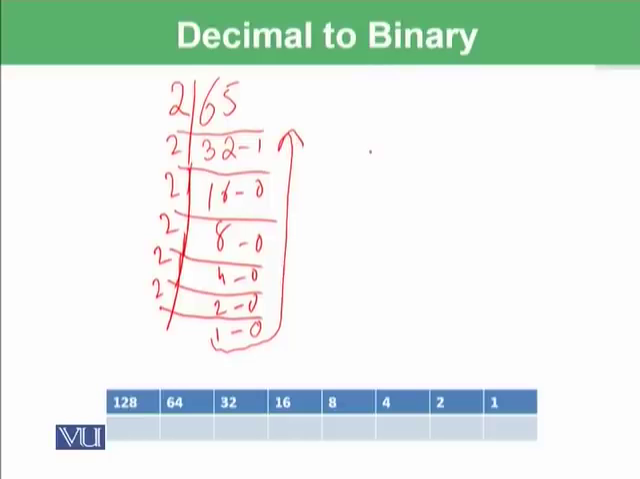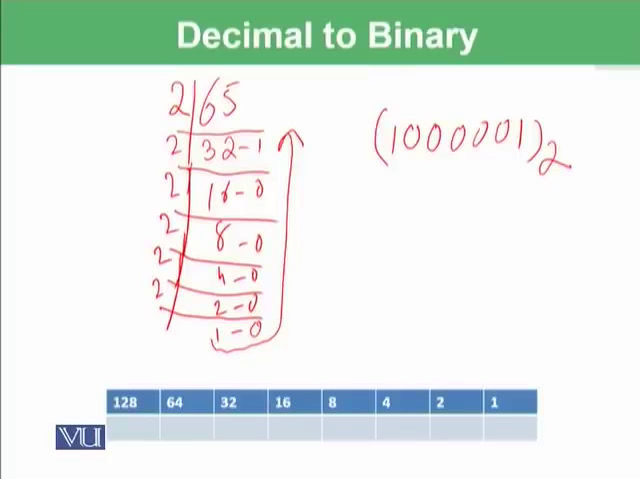So 65 in binary would become 1 0 0 0 0 0 1. So then we have 1, then 5 zeros, and then 1. So this will become the binary of 65. So if we want to store A in the drive, then we need to write 1 0 0 0 0 0 1.